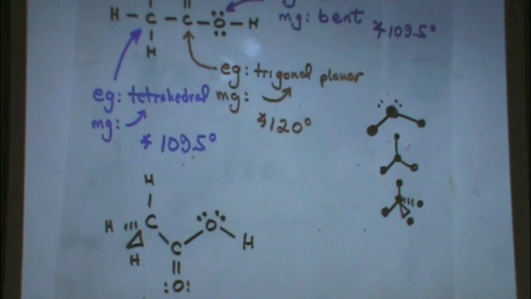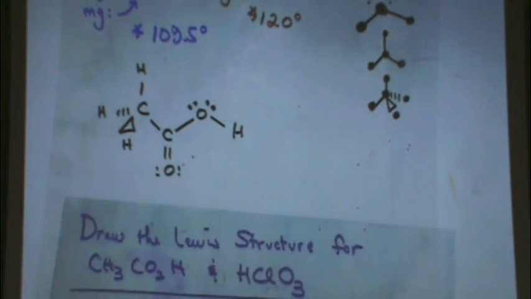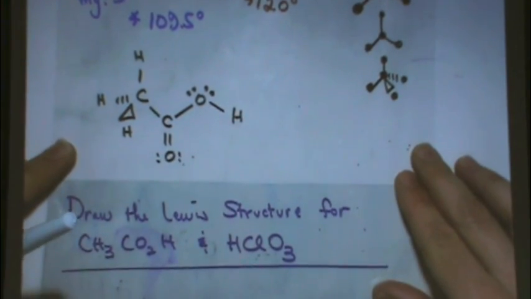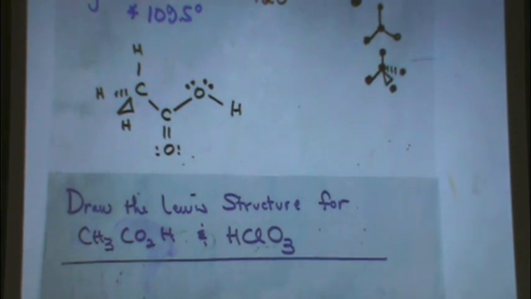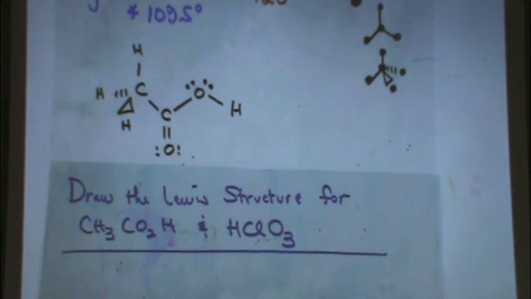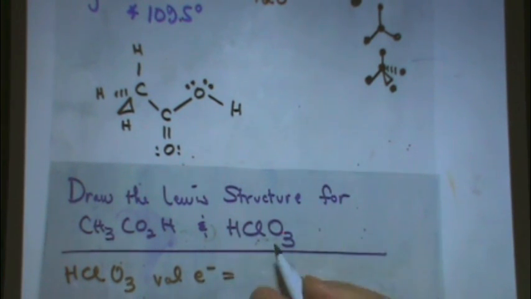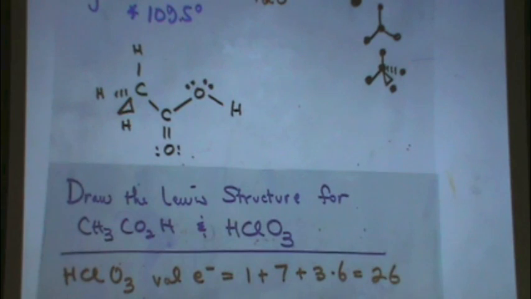The next one we wanted to do after this was HClO3. Let's try that one. This one I believe we haven't done in class before, so we'll start from scratch. HClO3 valence electrons equals 1 for hydrogen, 7 for chlorine, and 3 times 6 for oxygen, since oxygen's in column 6 and there's 3 of them. Okay, so that's 18 plus 8, that's 26.